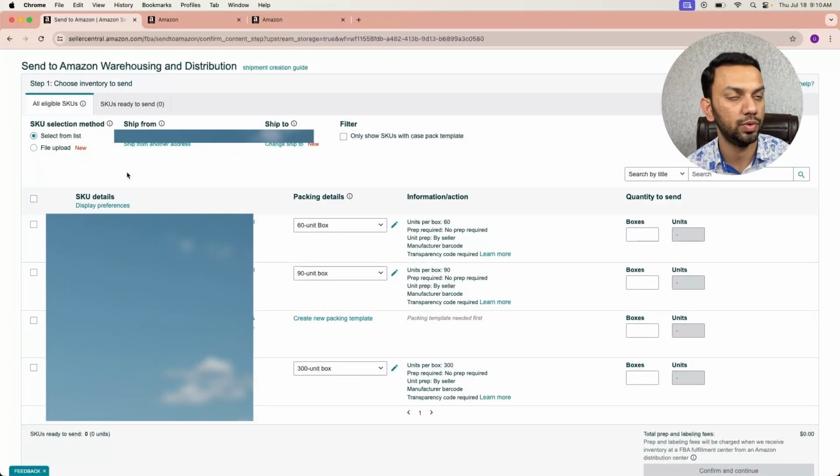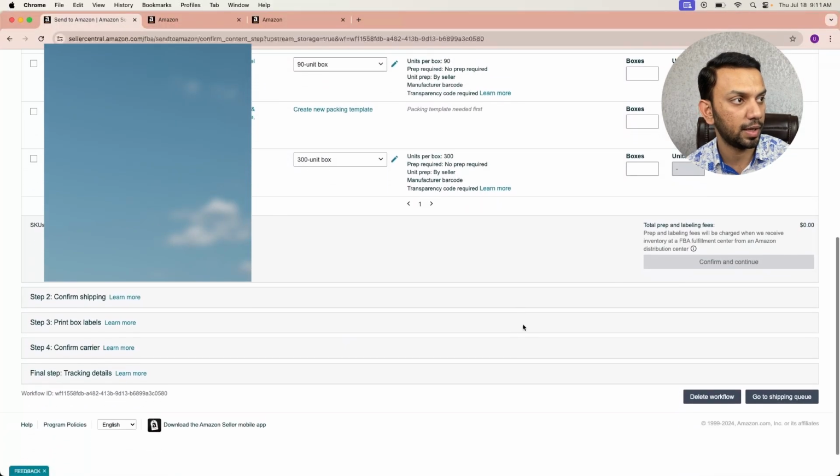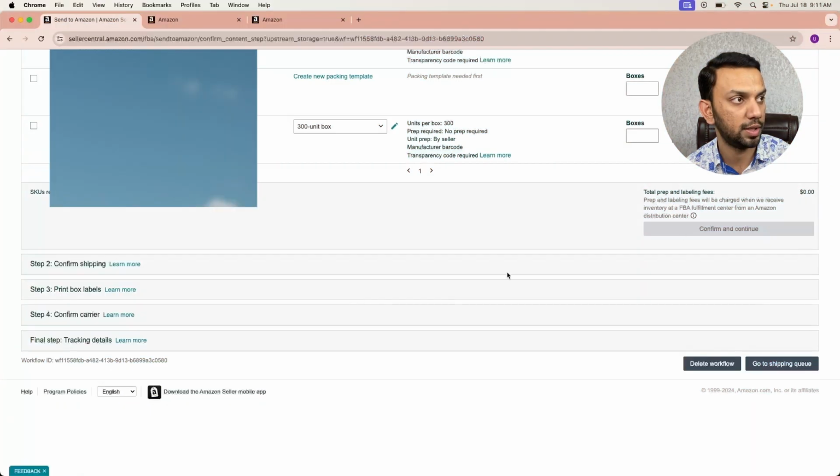So here is the SKU detail. Amazon will show you your SKUs here. We need to select them from the checkbox on the left side, and then in the packaging detail we need to select our packaging detail. We need to mention how many boxes of each SKU. Once we do that, it will show the cost here. We can select, in the same way, that no prep is needed, like we select in creating the FBA shipment plan. And from here we need to confirm the shipment, then we print the box labels.